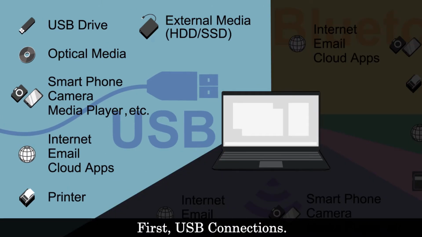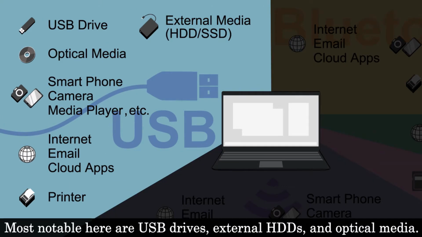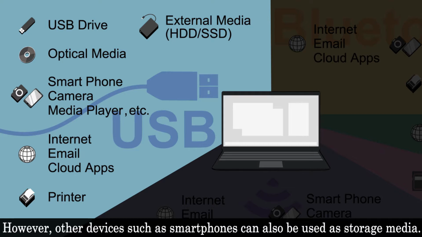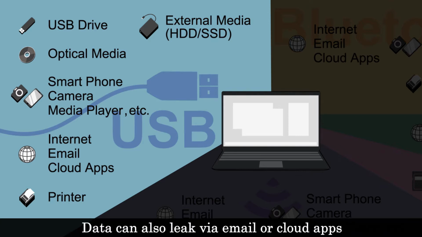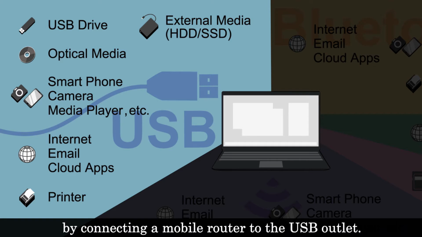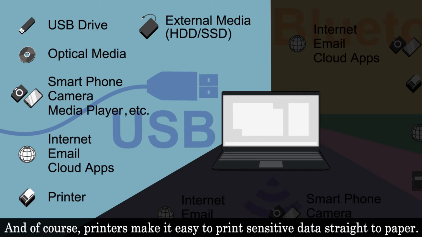First, USB connections. Most notable here are USB drives, external HDDs, and optical media. However, other devices such as smartphones can also be used as storage media. Data can also leak via email or cloud apps by connecting a mobile router to the USB outlet. And of course, printers make it easy to print sensitive data straight to paper.